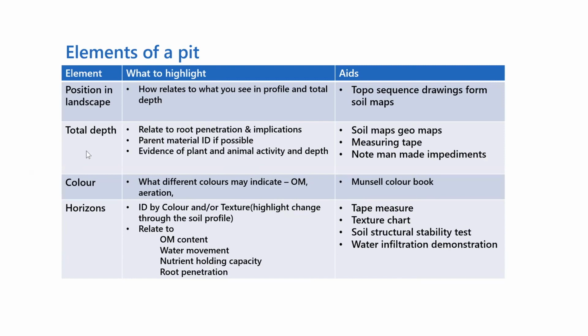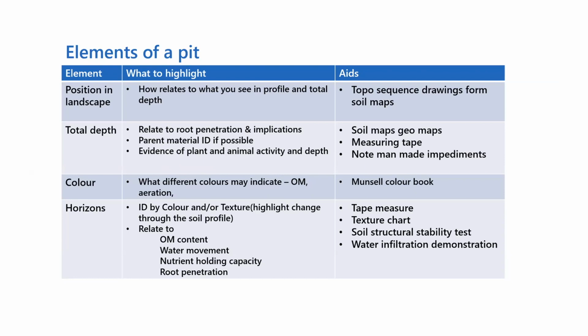Obviously, the total depth of the soil influences how much of that soil a plant can access, for both nutrients and water. So you could talk about what that means in times of water stress if the soil's not that deep. You could look at evidence of plant and animal activity and relate that to depth as well. The colour's pretty obvious. You could use a Munsell colour chart if you're really into that, but I've not ever used that very much with landholders. I think it's just enough to say that organic matter will often make it darker.